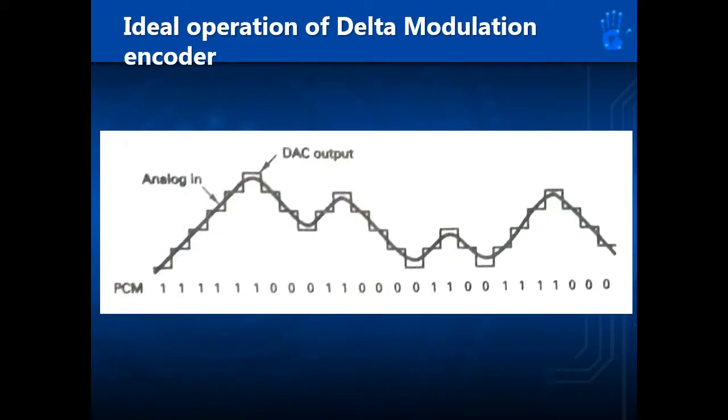Now, this will be the ideal operation of a delta modulation encoder. As you can see, the analog signal is a continuous, time-varying signal, and when the next step is higher in amplitude than the previous step, the PCM code is 1. Conversely, if the next step is lower in magnitude than the last step, then the PCM code is 0.